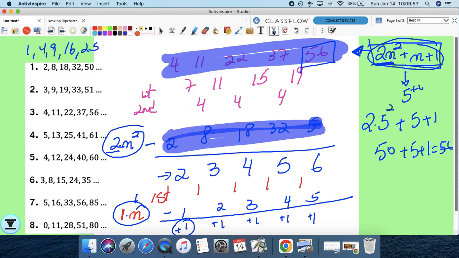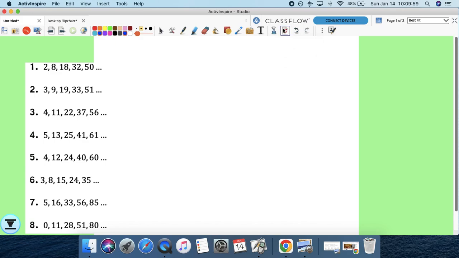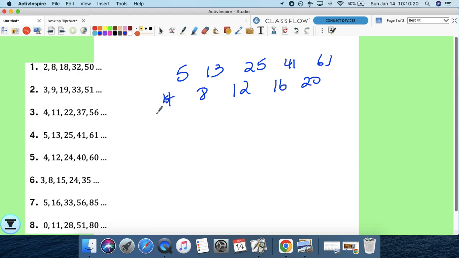Okay. Right. Let's push a little harder. 5, 13, 25. Make it a little faster. First difference looks like 8, 12. Is it 12? Yeah. 16. This is 20. So it's not linear. So my second difference is going to be 4, 4.